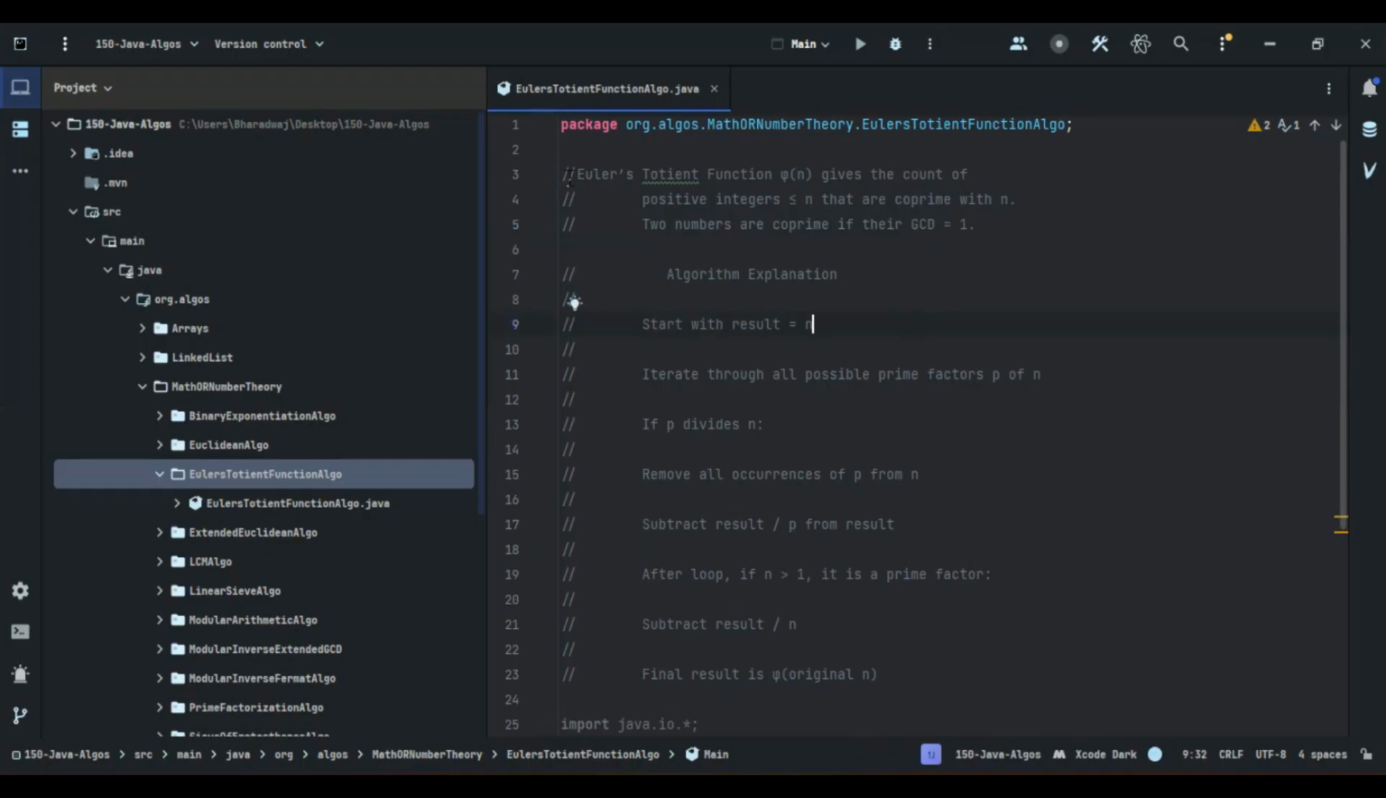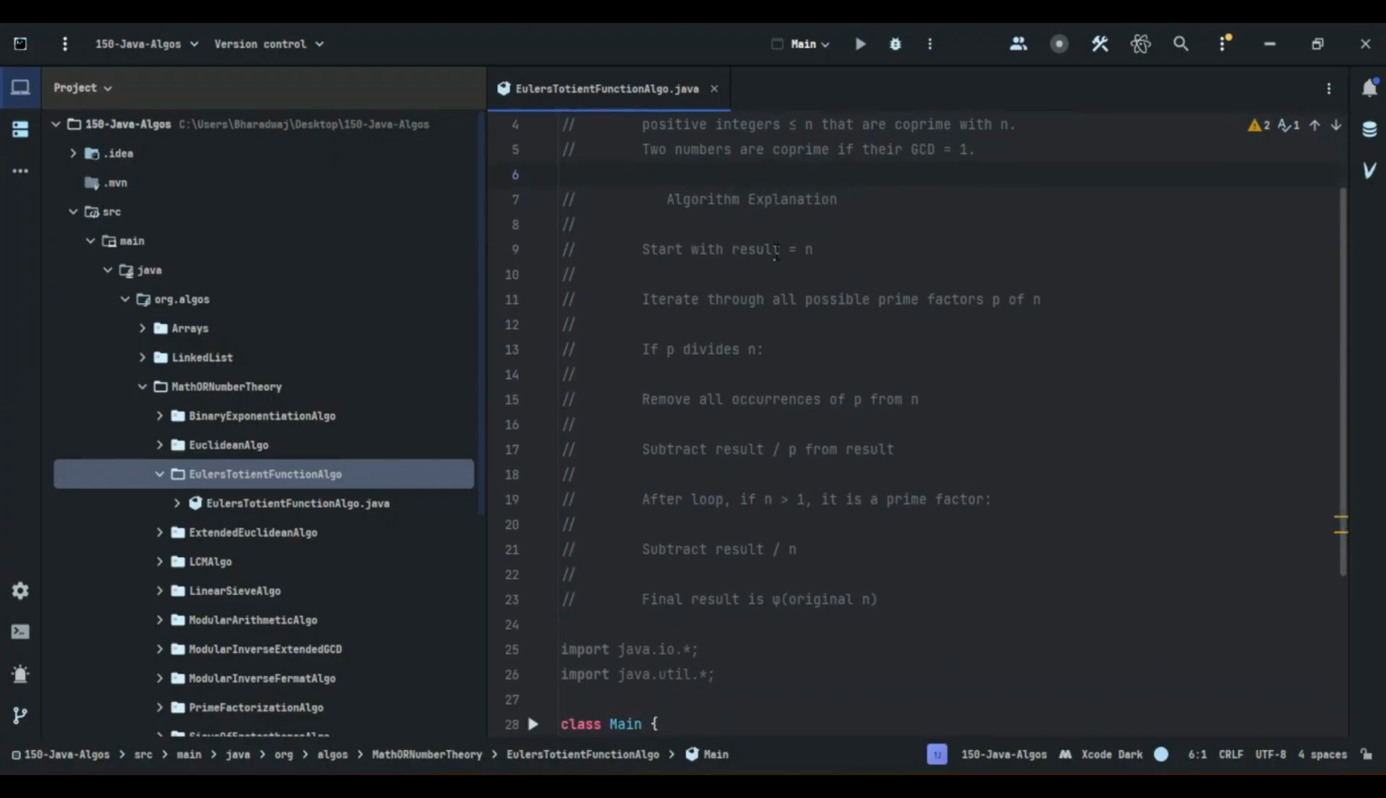First, let me tell you, Euler's totient function is nothing but totient of n, whatever I have written here. It gives the count of positive integers less than or equal to n that are co-prime with n. Two numbers are co-prime if their GCD is equal to 1, meaning the GCD has to be equal to 1. We now have a certain idea through the definition part. Now let's move on with the explanation part.